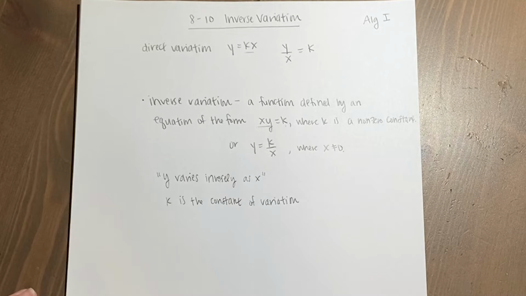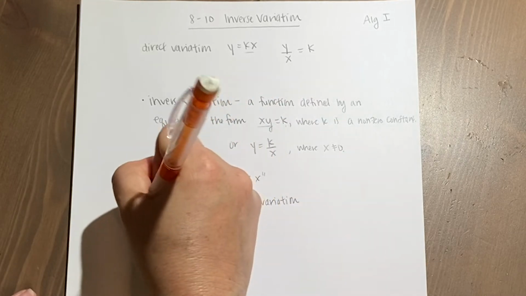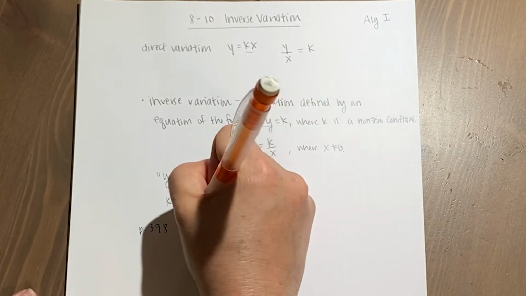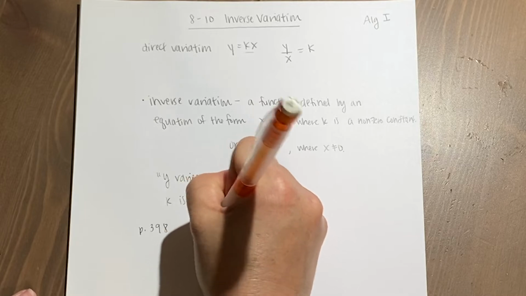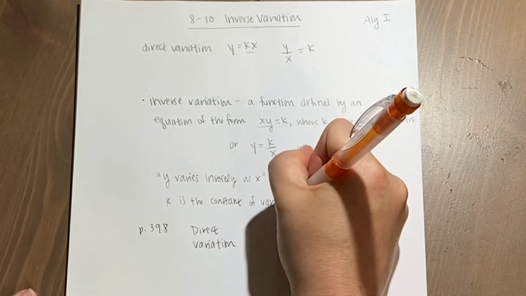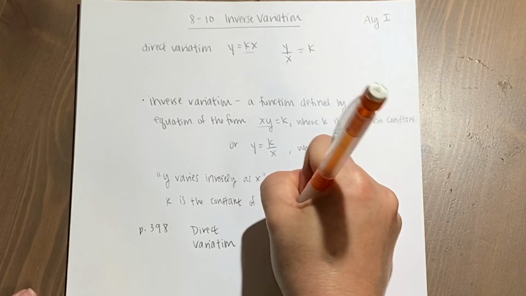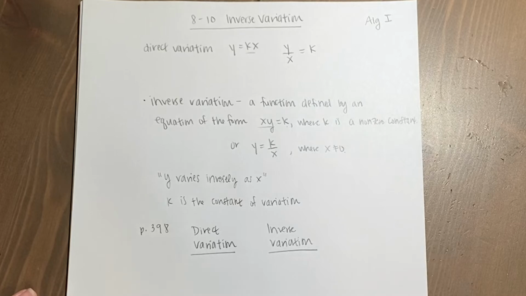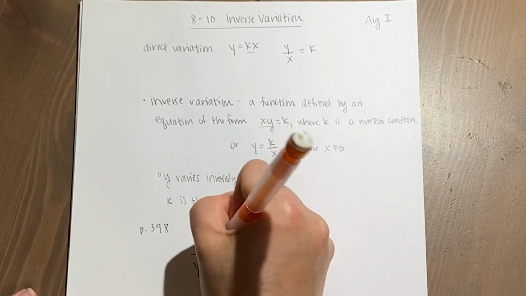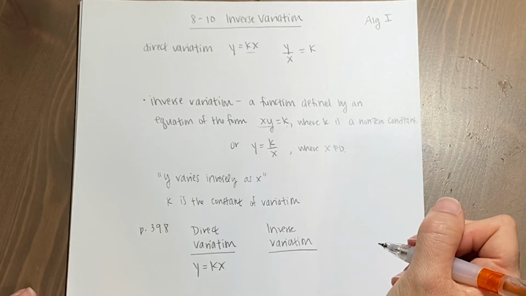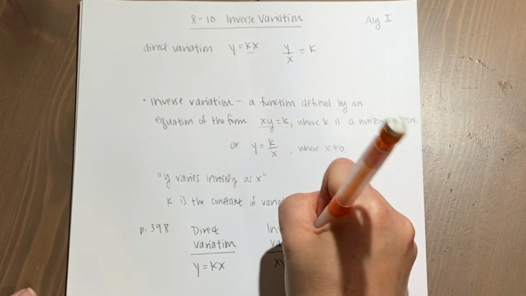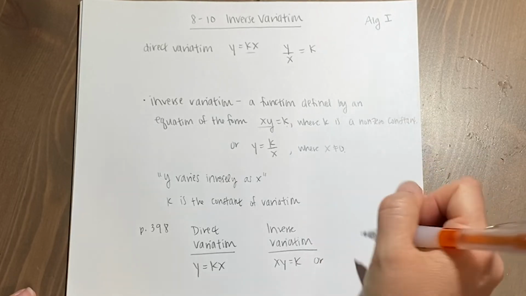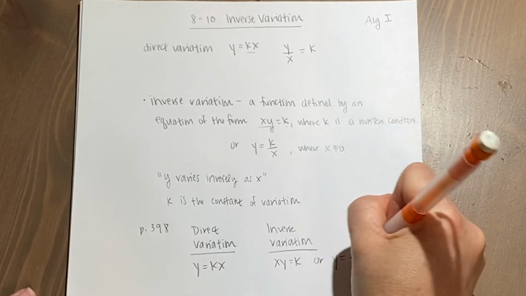All right, so if you look on page 398, there's a gray box in the middle of the page that compares these again, so it's worth repeating, so I'm going to put this here. I'd like you to copy this into your notes just so you can get this straight. So we've got direct variation and we've got inverse variation. Direct variation, y equals k times x. Inverse variation, x times y equals k. Or more commonly for inverse variation, you might see it as y equals k over x.